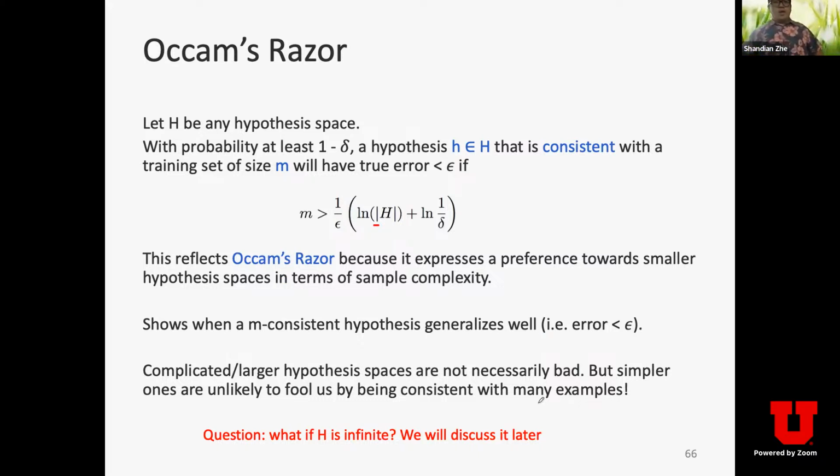Basically, the result we have found so far tells us that complicated or larger hypothesis spaces are not necessarily bad, but simpler ones are unlikely to fool us by being consistent with many examples. Meaning that if you have a simpler hypothesis space which can also give very small training error, like zero training error, then we should go for that. We shouldn't use a larger one, because in a larger space you're more likely to find those weird functions which can also fit the training data well but perform worse. That's the intuition.